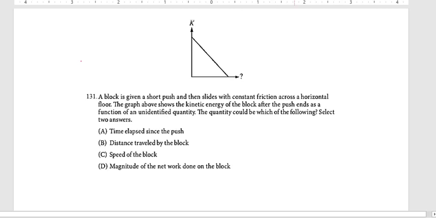So the first thing I would do is I see something that has an axis looking thing, but that might be a trick. So I circle the labels. I've got K and question mark. So I'm pretty confident in saying this is a graph, but watch out because they want to convince you otherwise. So this says a block is given a short push, then slides with a constant friction across a horizontal floor. So I'm going to start drawing this first of all.